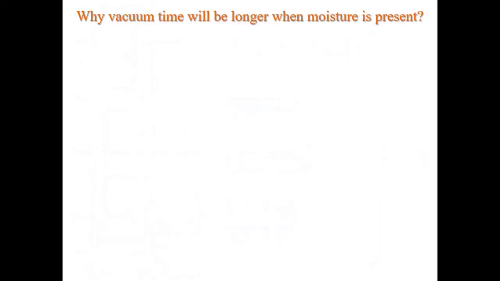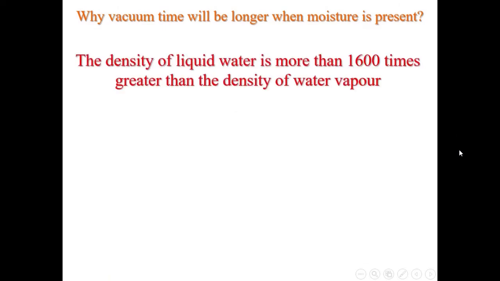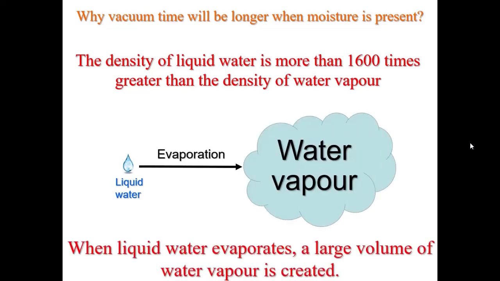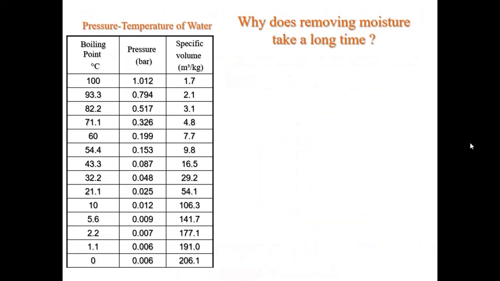Now I am going to explain why vacuum time increases when moisture is present. Water is the only liquid on Earth whose liquid density is more than 1,600 times greater than its vapor density. In simple terms, if 1 drop of liquid water evaporates, it creates a large volume of water vapor. Having said that, let's see why removing moisture takes longer.